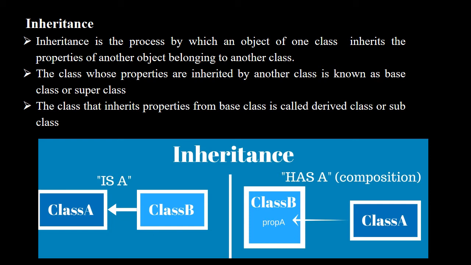There are two terms related to inheritance. One is base class and the other one is derived class. The base class is the class whose properties are inherited by another class. It is also termed as superclass. And the derived class is the class that inherits the properties from base class. It is also termed as subclass. Here in this example, class A is the base class and class B is the derived class. The properties of class A are inherited into class B.